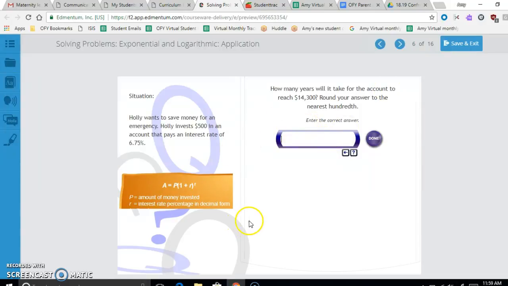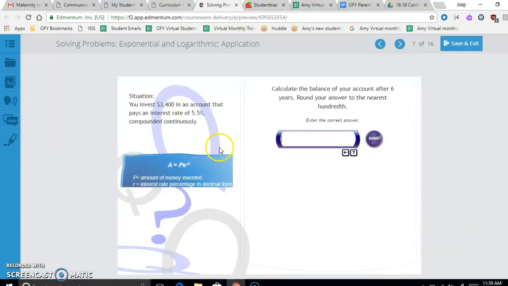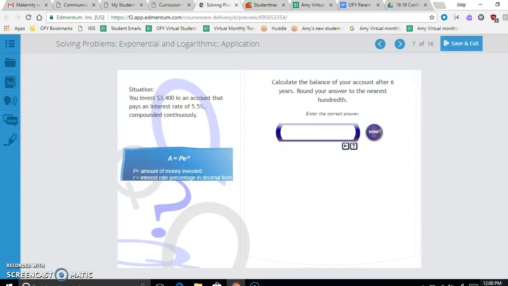Okay, so this one is going to be exactly the same thing, so we won't do that. Now calculate the balance. Okay, good. So this is a little bit different. We have a different equation: A equals P times e to the power of RT. So you invest 3,400. That's going to be P.